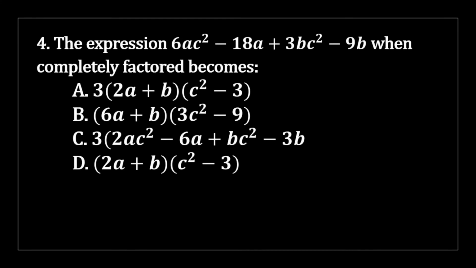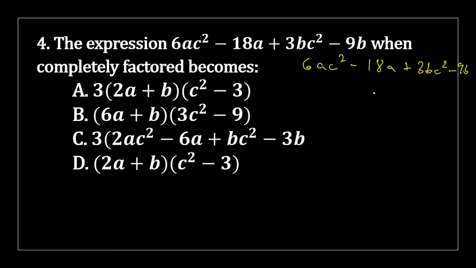Number 4. This expression, when factored completely, becomes... So we're going to factor this out. Again, please write it: 6ac squared minus 18a plus 3bc squared minus 9b.